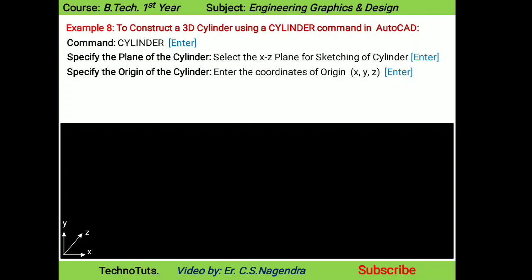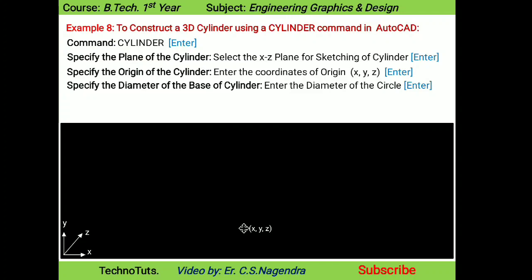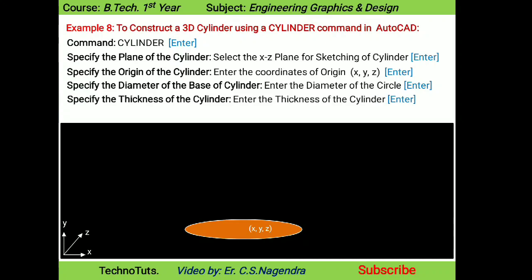Now the computer will ask you to specify the origin of the cylinder. Just enter the values of the coordinates of the origin x, y, z and press enter. You will see the coordinates visible on the viewport. Now the computer will ask you to specify the diameter of the base of the cylinder. Just enter the diameter of the circle and press the enter key. You will see a circle gets constructed from a center point x, y, z in the xz plane.